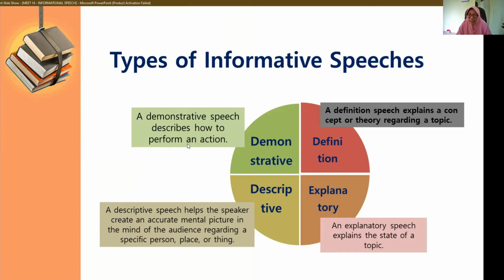And then the last type is explanatory speech. The explanatory speech here is a speech that explains the state of the topic. Okay, this is explaining a specific topic, related to the idea of the speaker. And then Mimika will deliver the examples from this video about the four categories of informative speeches here. Okay, let's take a look.